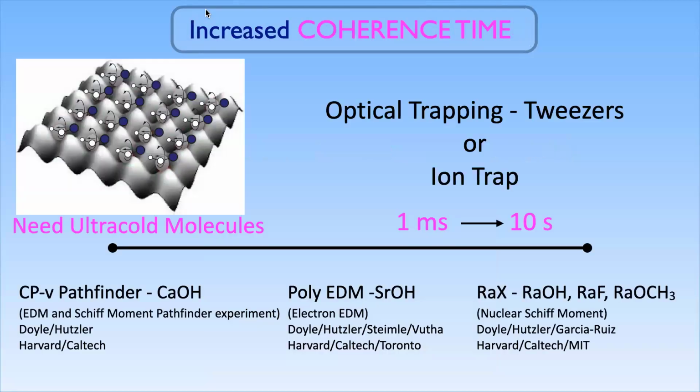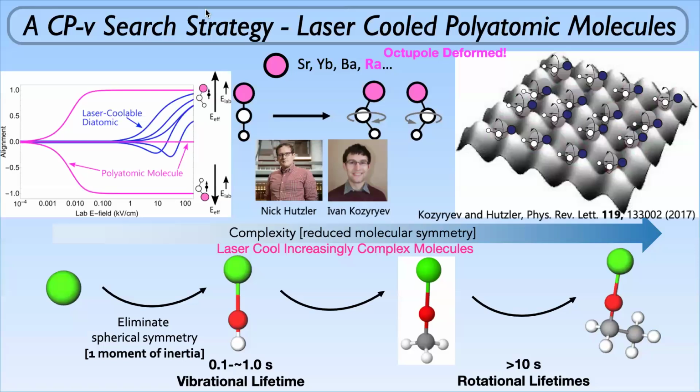But for increased coherence time, we want to go from the millisecond regime to the 10-second regime, which is achieved in ion traps or optical lattice clocks. That would be ideal. Nick and Yvonne wrote a paper laying out a program for doing this. You take a polyatomic molecule, a simple triatomic with a bending mode, using orbital angular momentum to get the structure, which was so useful in ACME and in the JILA work.